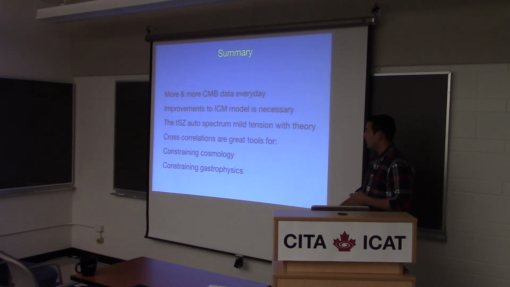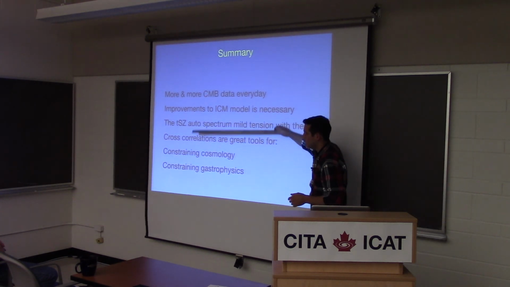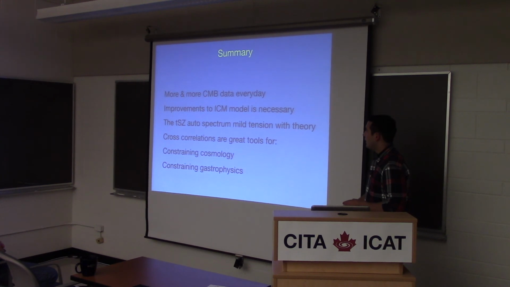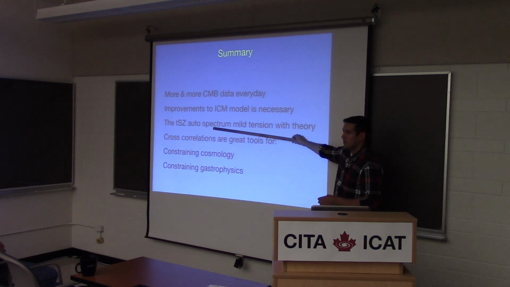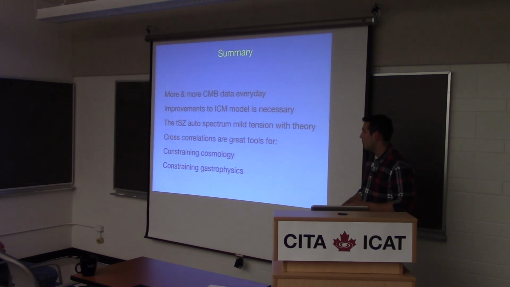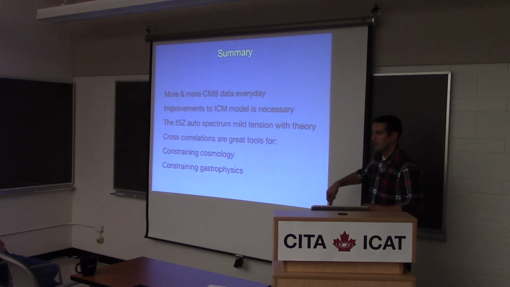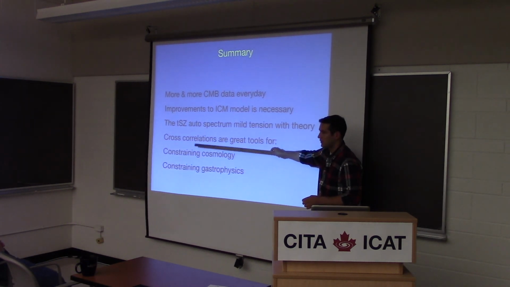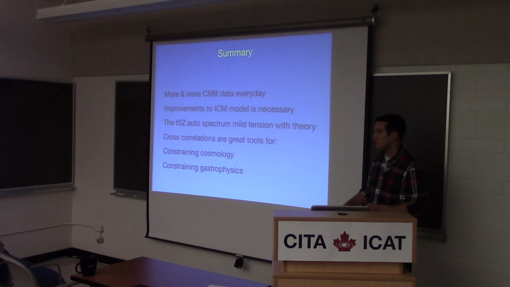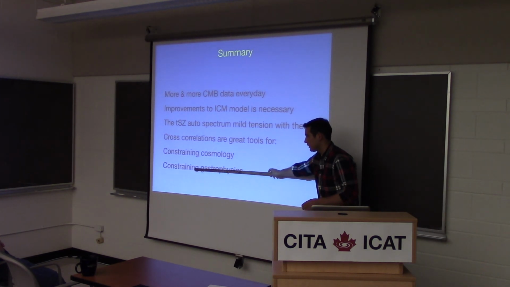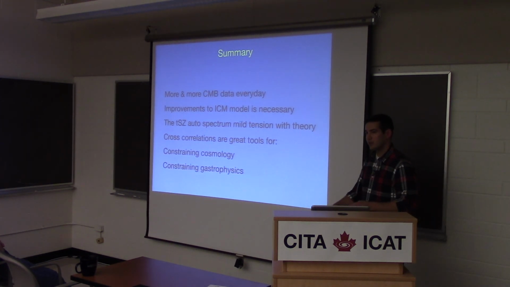Improvements to the ICM model are necessary. I didn't really get into this, but if you want to talk to me about that, that'd be great. This is an area that I'm working in heavily right now. There is some mild tension in measurements of the tSZ auto spectrum with the models. But there are ways around it. We don't necessarily have to just live with the auto spectrum. Cross correlations are great. We've already shown that they can be used to constrain cosmology fairly well. And we can also start getting at some of these astrophysical questions that we want to know about. Thank you.